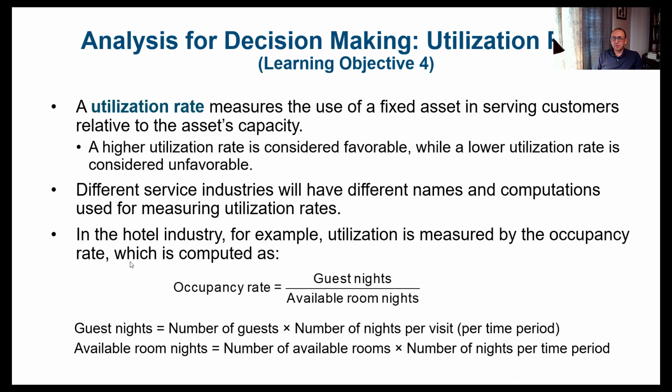So the last thing in this chapter that we're going to go over is the analysis for decision making. And something that we're going to be going over today is utilization rates. So what is a utilization rate? It measures the use of a fixed asset in serving customers relative to the asset's capacity. A higher utilization rate is considered favorable, while a lower utilization rate is considered unfavorable. So the more we use our asset compared to its capacity, I think that's a good thing.